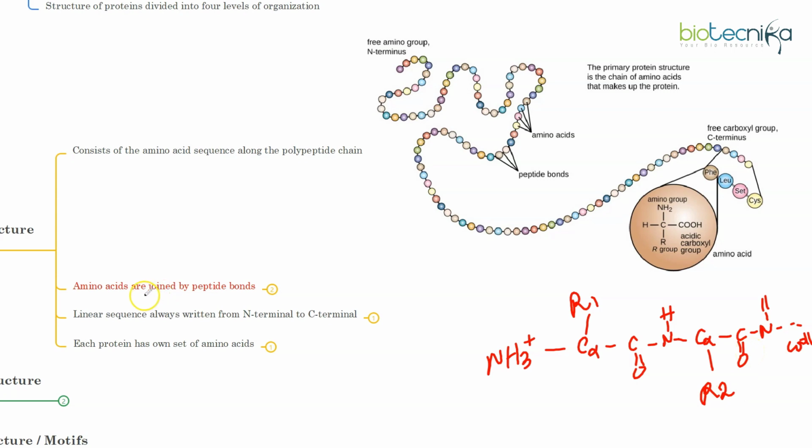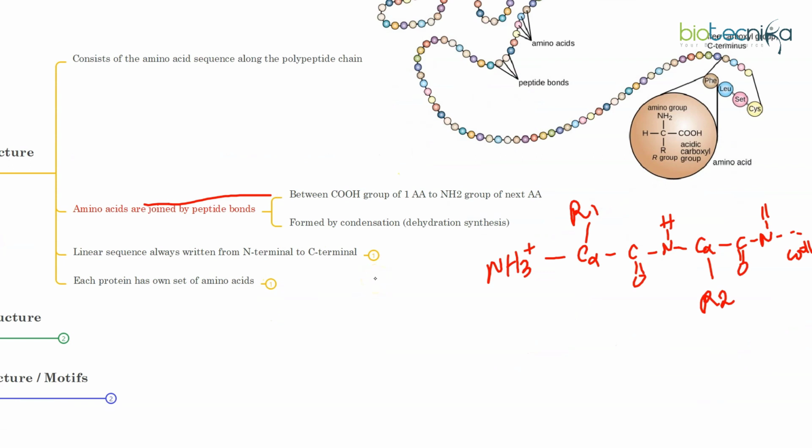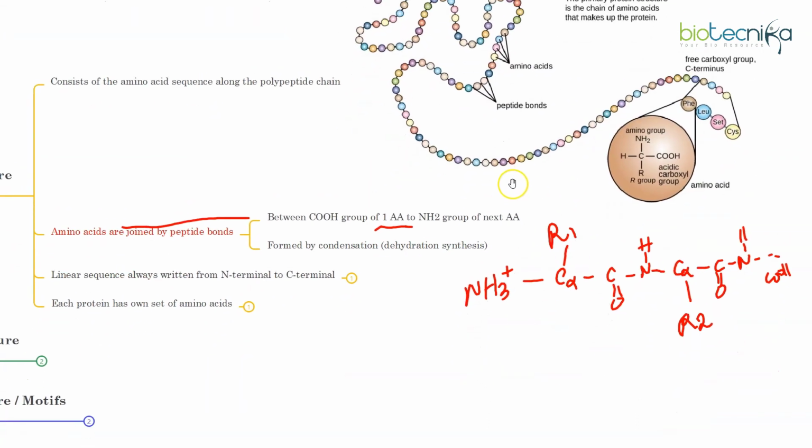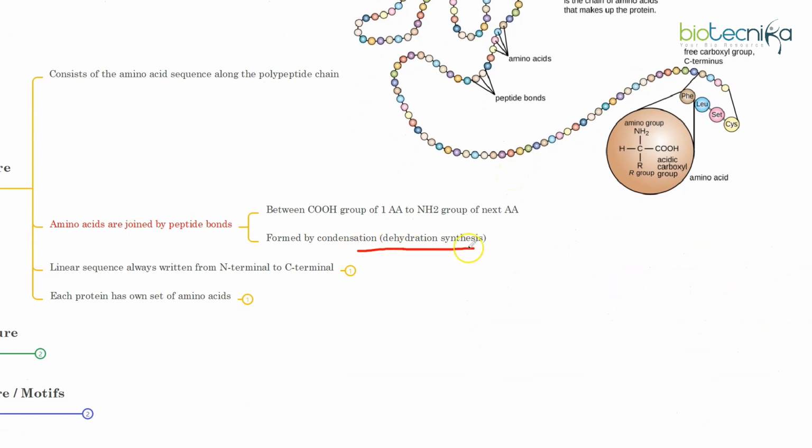So amino acids are joined by peptide bonds. How does a peptide bond form? It forms between the carboxyl group of one amino acid, as I mentioned, and the NH2 group of the next amino acid. So that is a type of condensation or dehydration synthesis. The linear sequence is always written from N terminal to C terminal, and the peptide backbone consists of C alpha atoms and peptide bonds.